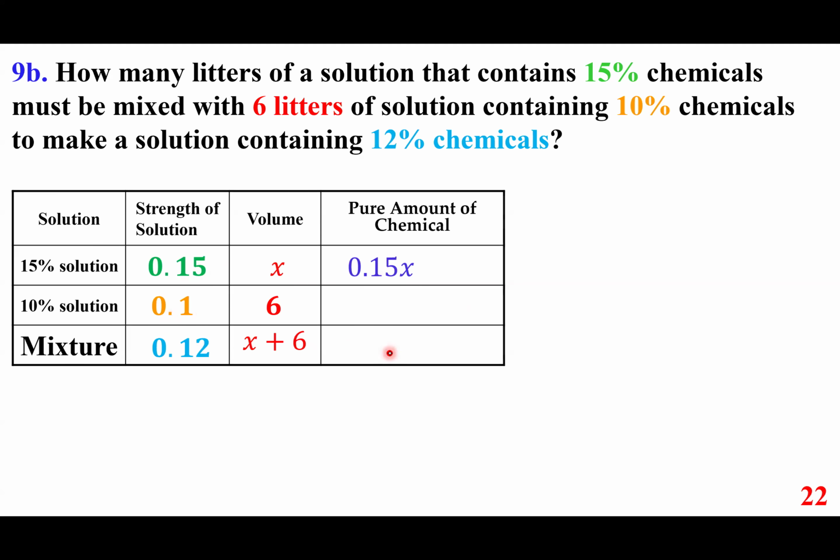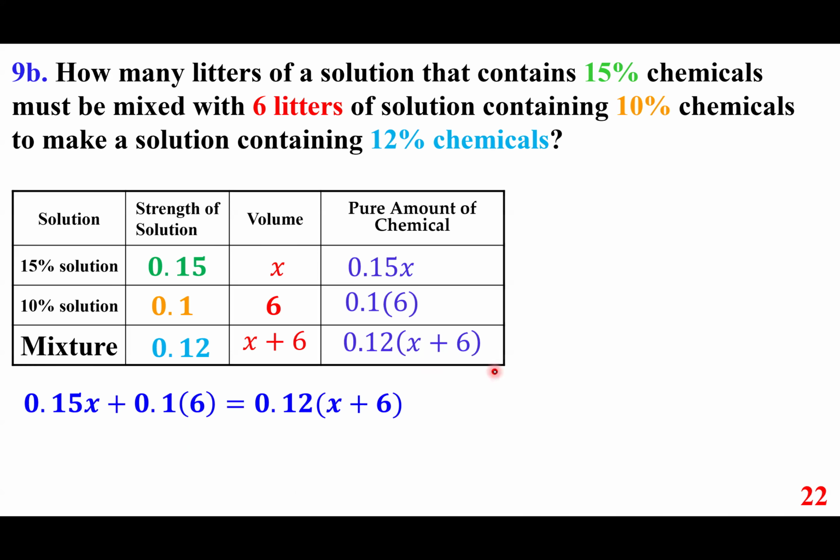So the first one is 0.15x. The second one is 0.1 times 6. And the last one is 0.12 times x plus 6. And this is the equation of interest. In other words, 0.15x plus 0.1 times 6 equals 0.12 times x plus 6. That's the equation. And so this is obviously itself. This one is 0.6. This is 0.12x. 6 times 12 is 72. You have two decimals. 0.72.